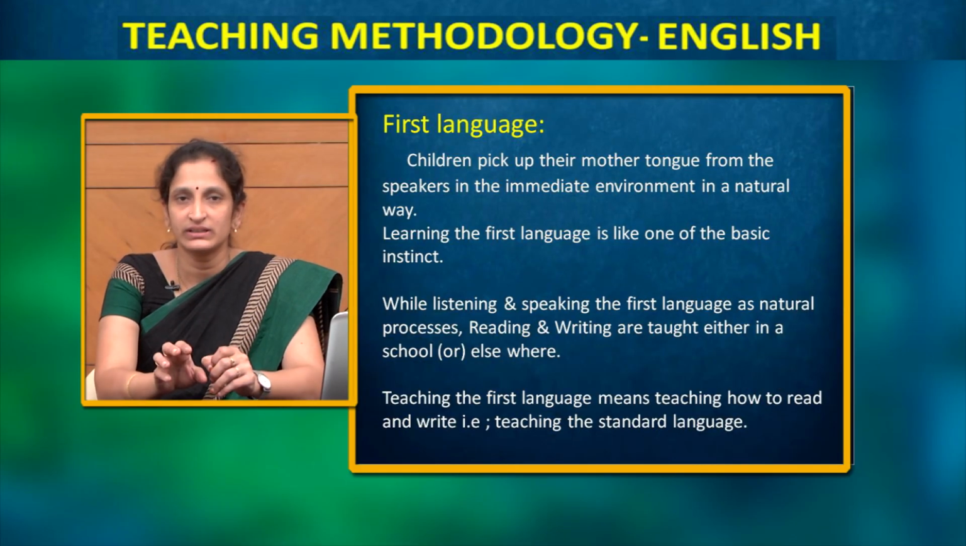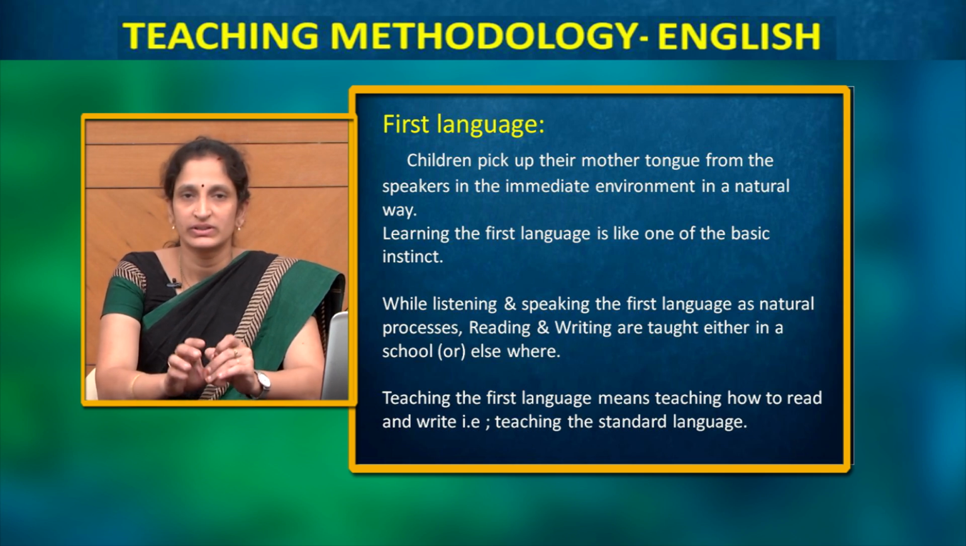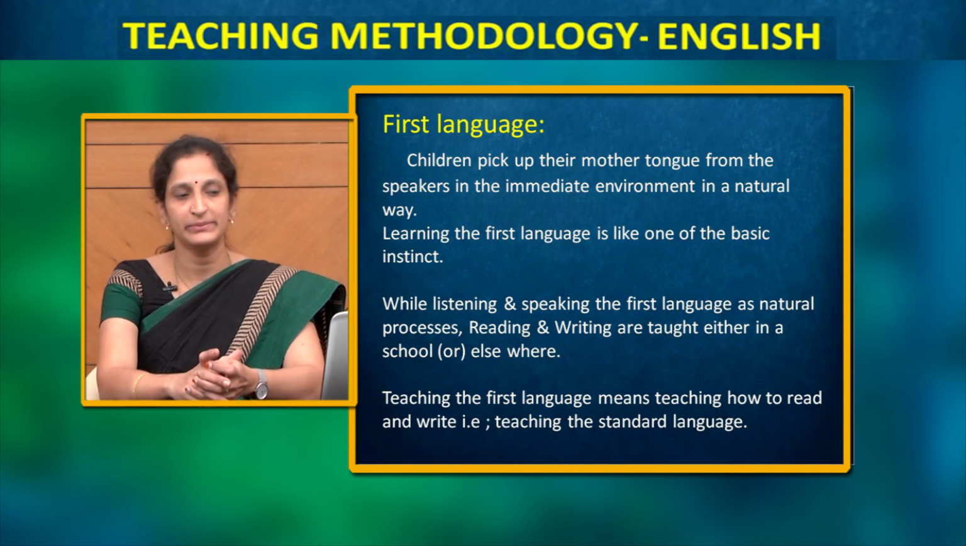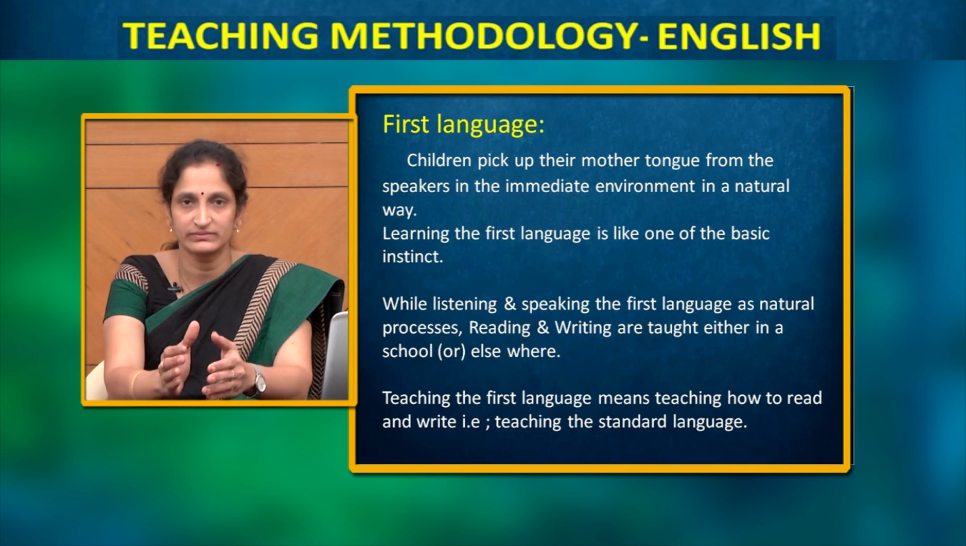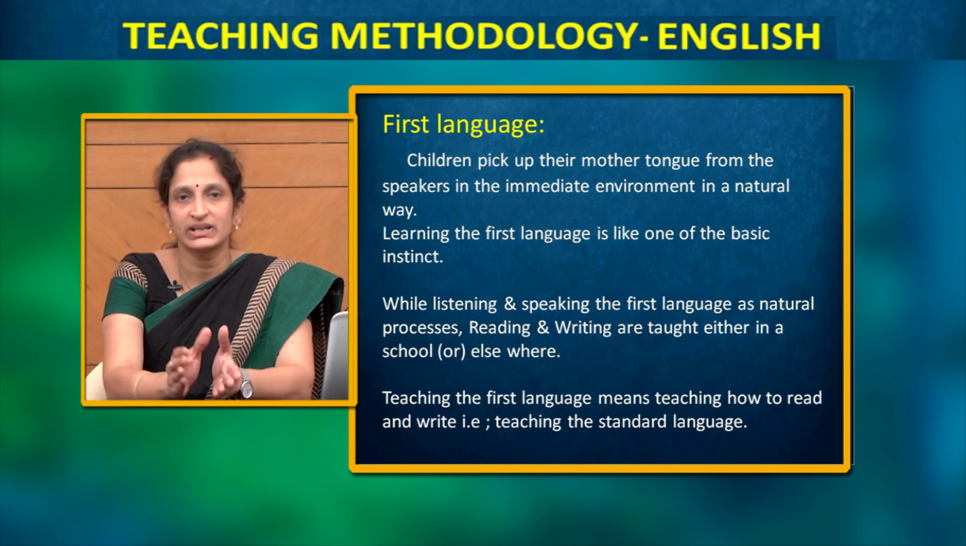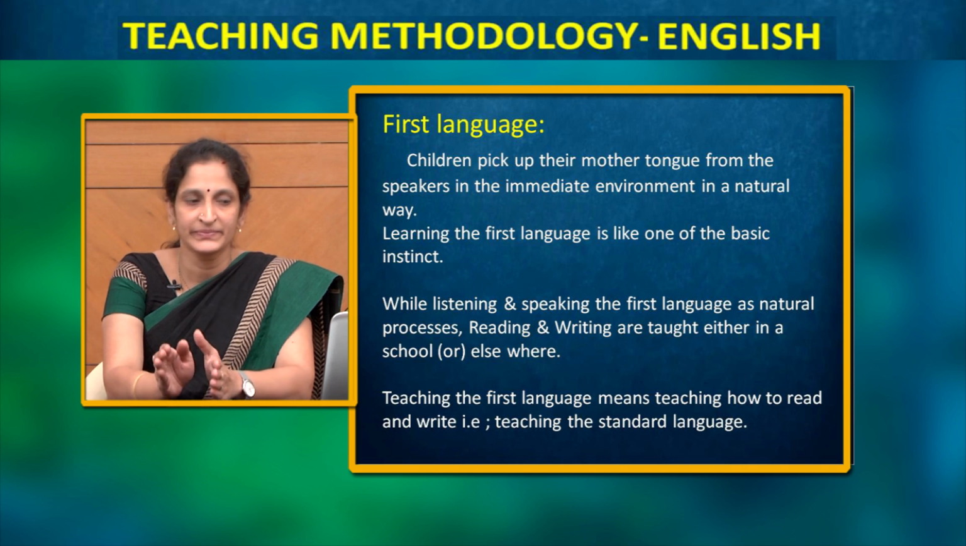Now, we talk about the three languages. We are looking into the first language. The first language is the mother tongue that children pick up from the speakers in the immediate environment in a natural way. As per Noam Chomsky, the father of language, it is a biological growth. You are not going to make the child learn the mother tongue. Automatically, the surroundings, the environment or the family make the child learn the mother tongue or the first language.